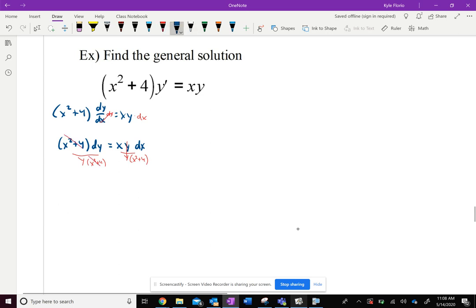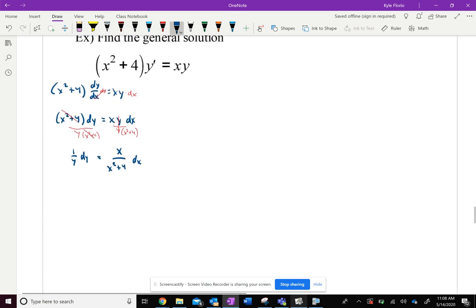And now I have 1 over y times dy. You could either write this as 1 over y dy or dy over y. They're the same. And I'm going to write it like this because taking the antiderivative, I think, will just look a little bit better to me. Over x times x squared plus 4 dx. Okay, so we separated our variables, and now it looks kind of nice.